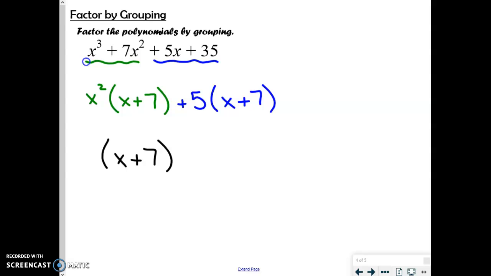Then the terms that we factor out as greatest common factors become the other binomial when combined, which in this case would be x squared plus 5. So again, it's very important that you remember the order of the grouping, first two, second two, and that the only way that it works is once you factor out the greatest common factor, if the binomials that you have left are identical, then you are good to go. All right.